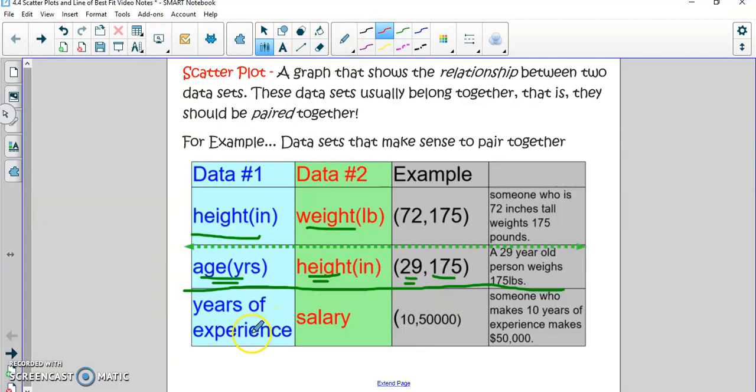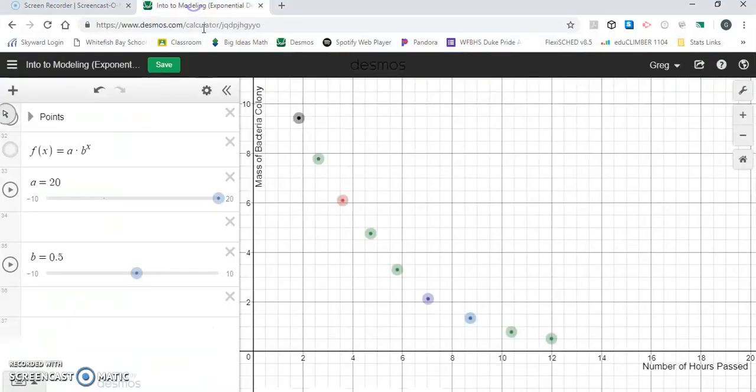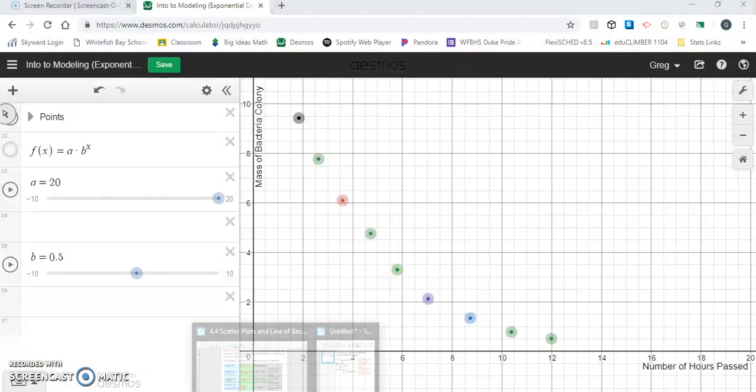Just another random example: how long you've been working somewhere and the amount of money you make. That obviously goes together, so it would make sense to pair the data sets together. So a scatterplot is when we have a bunch of data from two different data sets, we write them together as ordered pairs, and we plot all those ordered pairs. Here's a quick picture of one. This would be a scatterplot because I have a bunch of data points graphed on a coordinate plane.